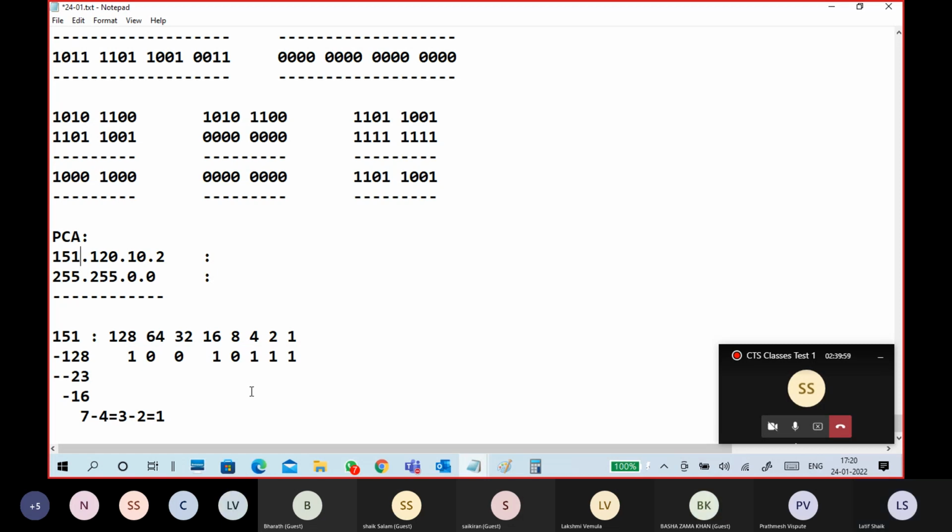This is the binary equivalent of 151. Yes, 3 is bigger than 2. Okay, you try like this. I will tell it in a very simple way.